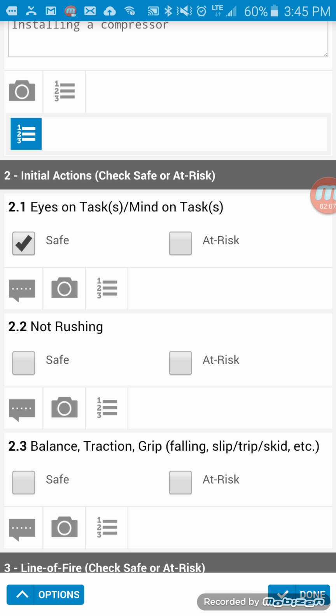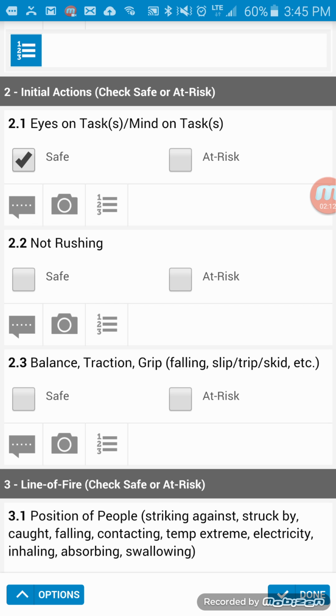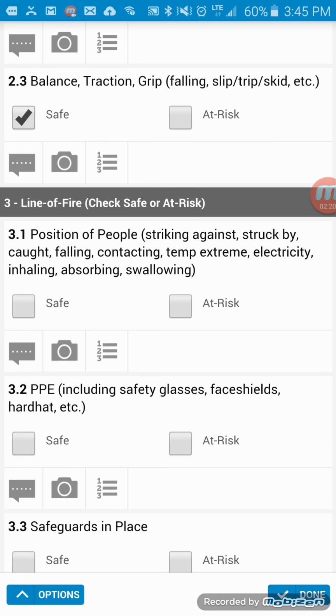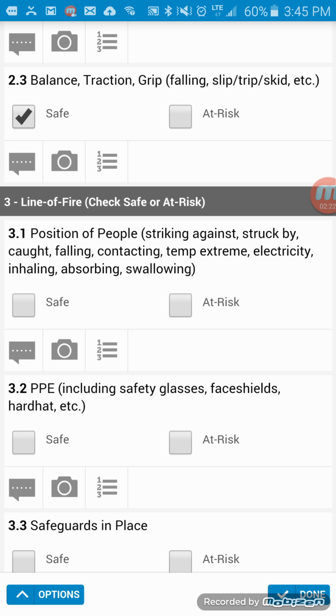And we're looking for positive things. If you feel it's at risk, then you would click on the at risk. They're not rushing; they're working in a safe, controlled manner. Then you would click on that. Their balance, traction, grip, and stalling is okay. You'd click on that. Now, the position of the people in terms of striking, or struck by, or caught, or falling, or anything like that, in terms of in the line of fire, in terms of different pieces of energy-related pieces. If that's okay, then that's safe.